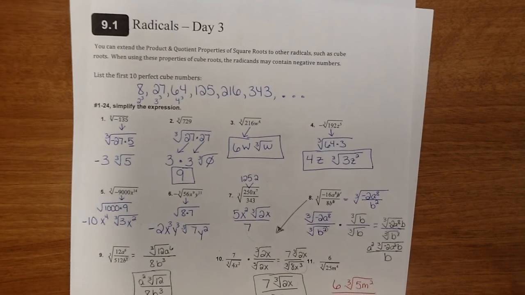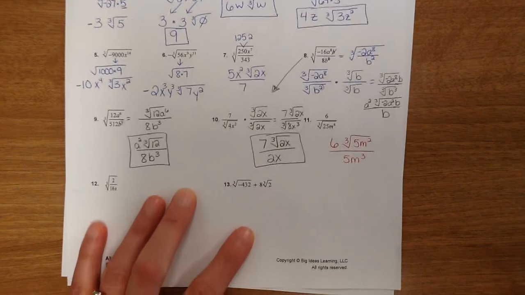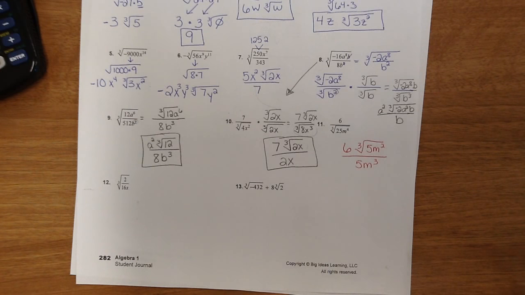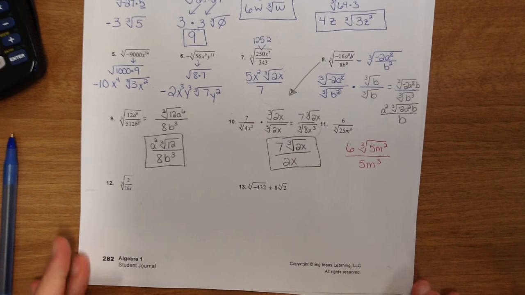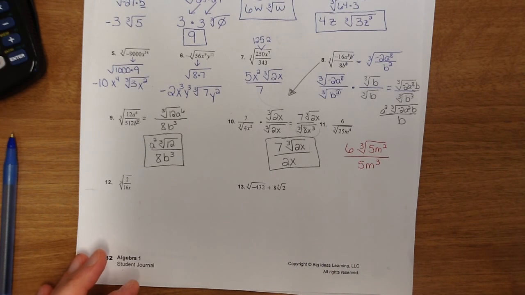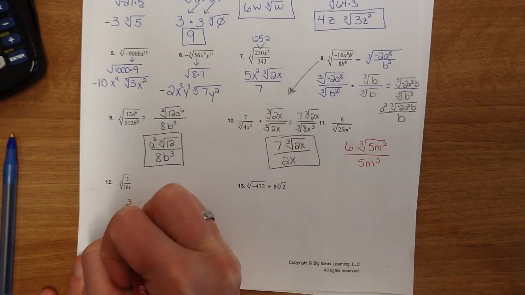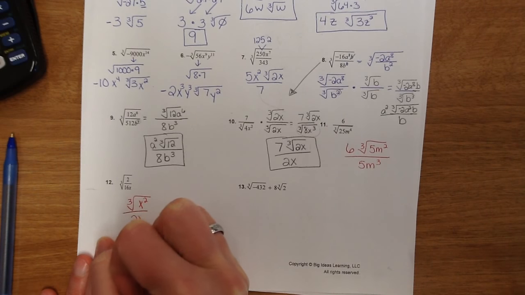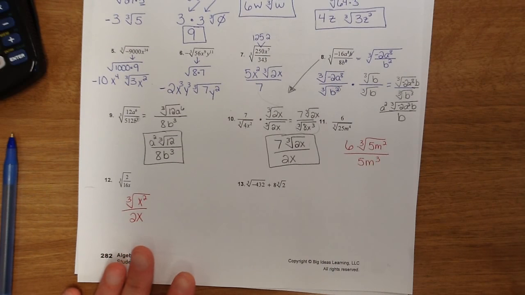I don't want this video to be extremely long. I know it's an advisory day and things like that. So in number 12, I'm just going to tell you the answer. If you guys have got some time and you want to pause it and try it, you can. If not, we can always look at it on Friday when I come back. So the answer would be the cube root of x squared over 2x, if you want to give that a try if you've got some time.